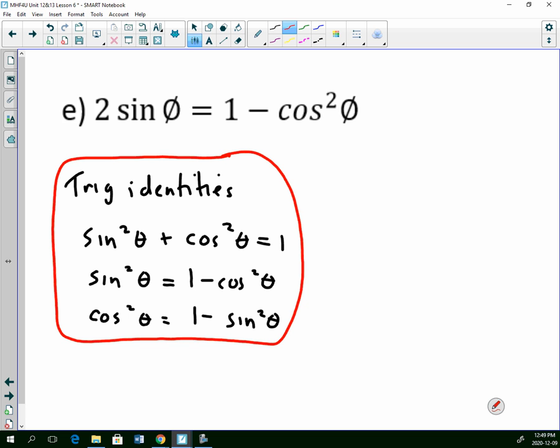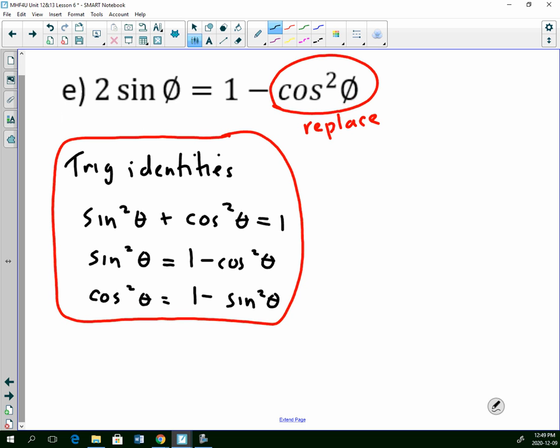So the trig identities actually have three of them because you can rearrange the original one to get the other two. So what we can do is replace the cos squared. You can't replace the sine because it's not squared, and that's not the identity. So we could replace cos squared with 1 minus sine squared. So I'm just going to write it down here. And when you are replacing, just keep in mind that you should probably put it in brackets.